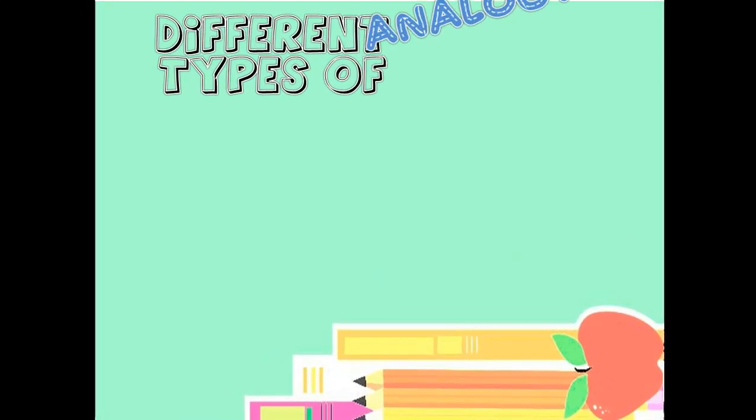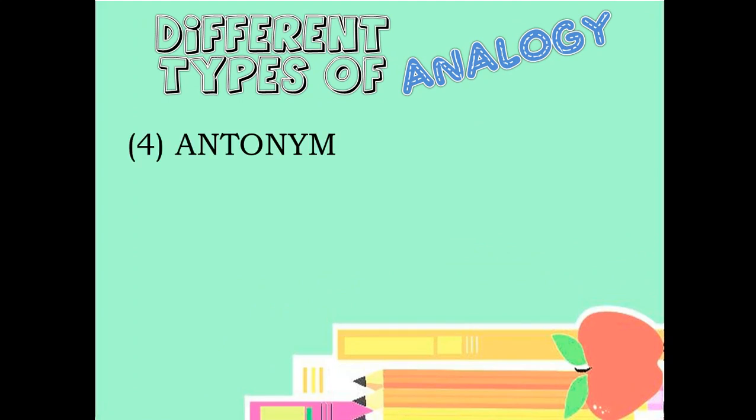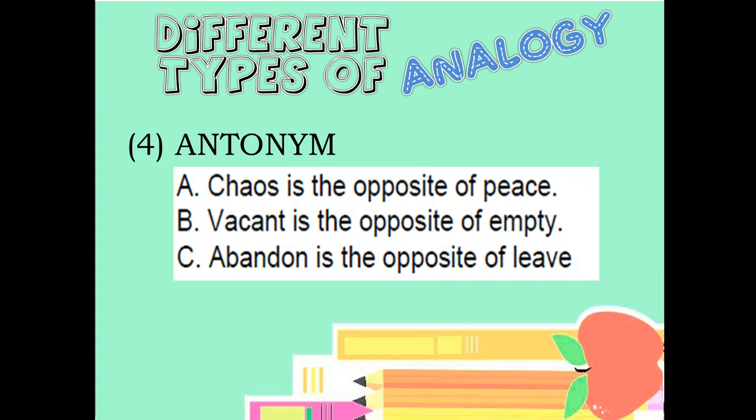Next, different types of analogy. Let's focus on antonym. If we have synonym, synonym means similar, then antonym means opposite. Chaos is the opposite of peace. Vacant is the opposite of empty. Abandon is the opposite of live. Which of the statement has the relationship for antonym as analogy? That's correct. Letter A. Chaos is the opposite of peace. Chaos means great disturbance. Vacant is also synonymous to empty. That's synonym. Abandon is also synonymous to live. That's synonym as well.